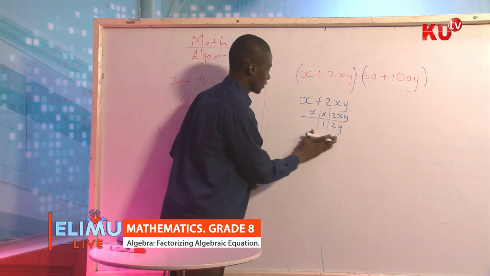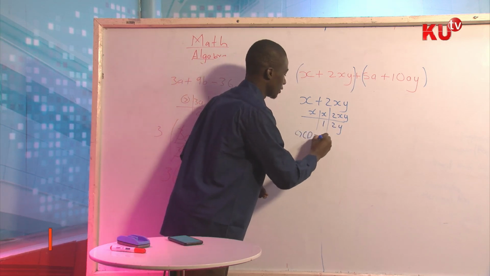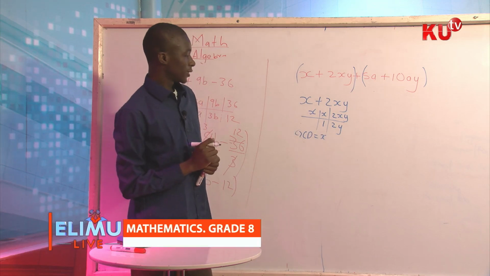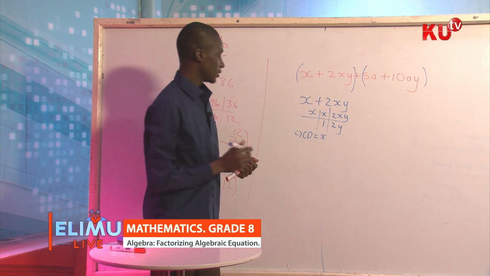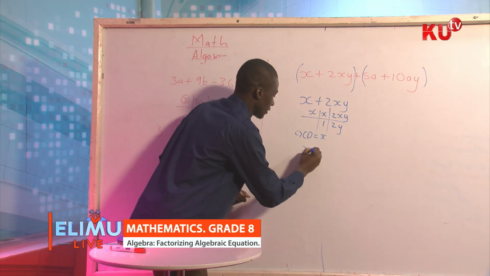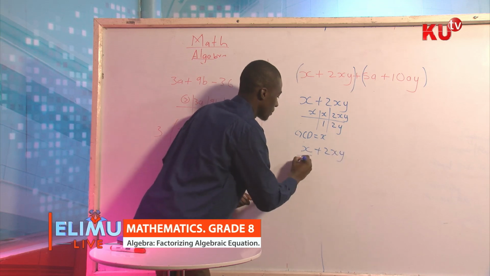Meaning, in this case, your GCD will be equivalent to x. Once you've obtained the GCD, you now divide every term in your expression by the GCD, which is x, plus 2y as our expression. Divide everything by the GCD.